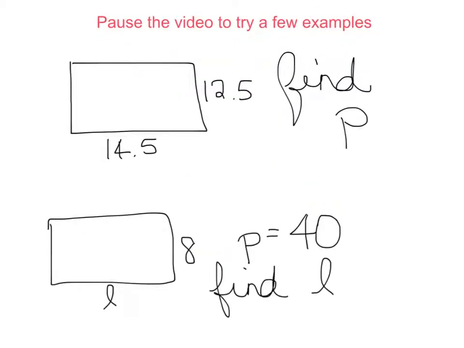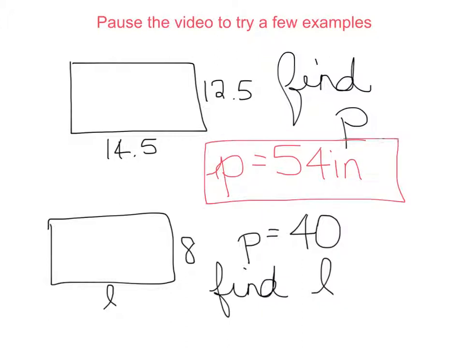Pause the video to try a few examples. For the first example, your perimeter was 54 inches. If you did not get 54 inches, please place a star by this example and I will help you when you bring me your notes. Example number 2 should be the length equals 12. Again, if you do not get 12, make sure you bring it to me and show me and I will walk you through this example.